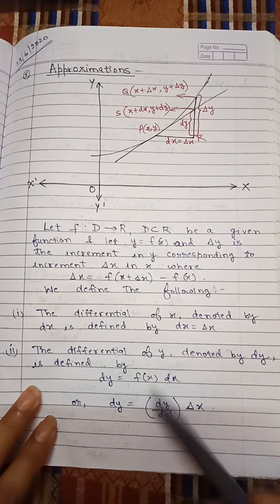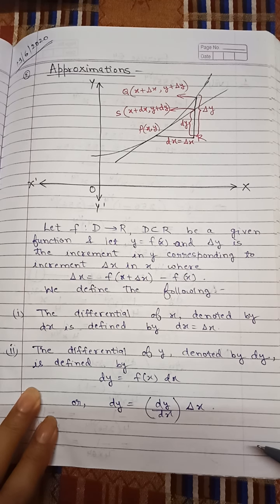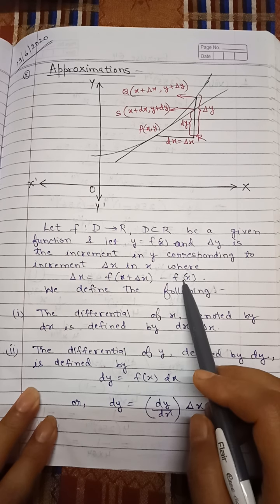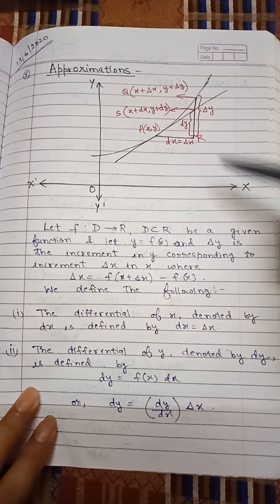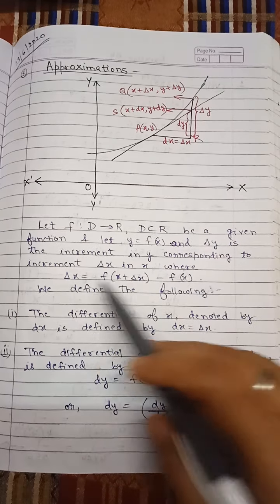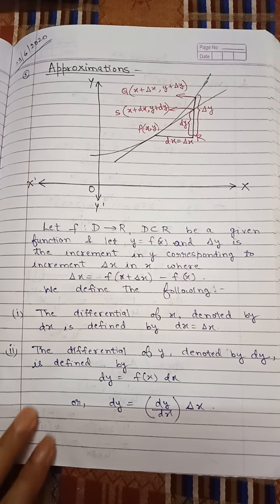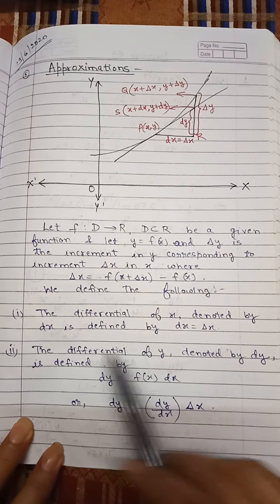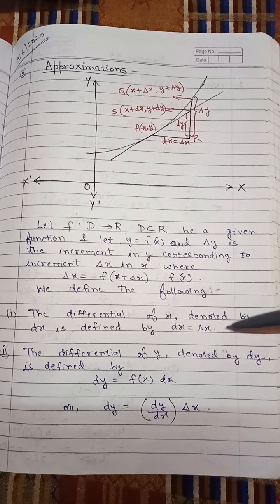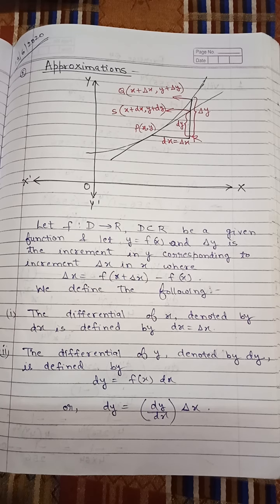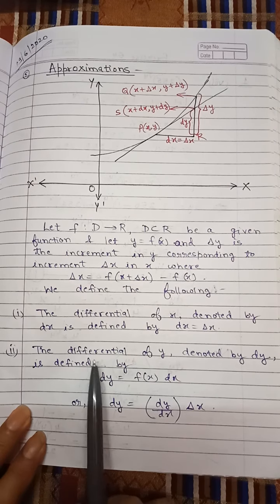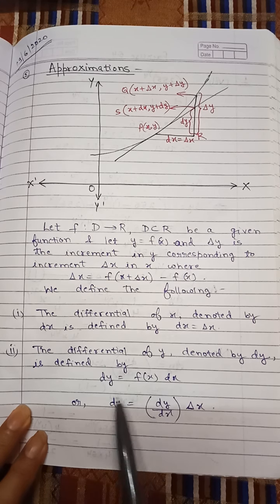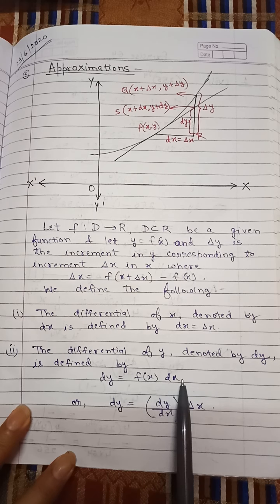So what is the value of delta y? That is f of x plus delta x minus f(x). This function minus this function is delta y. The differential of x is denoted by dx and is defined by dx is equal to delta x. The differential of y is denoted by dy and it is defined as dy is equal to f'(x) dx.